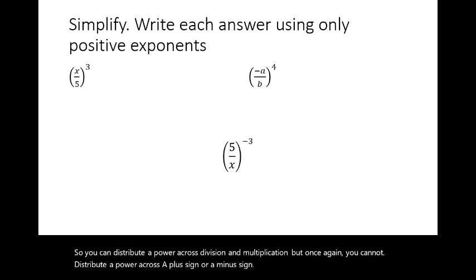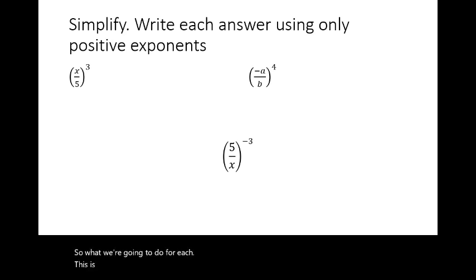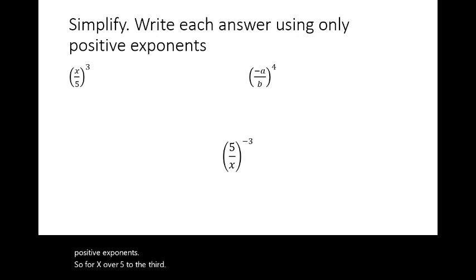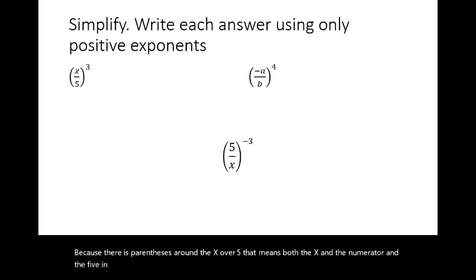So what we're going to do for each of these is simplify each of them, making sure that our answer only contains positive exponents. So for (x/5)^3, because there are parentheses around the x over 5, that means both the x in the numerator and the 5 in the denominator are being raised to the third power.